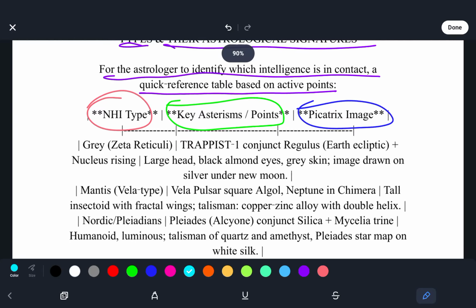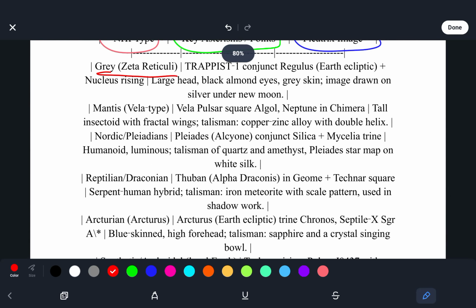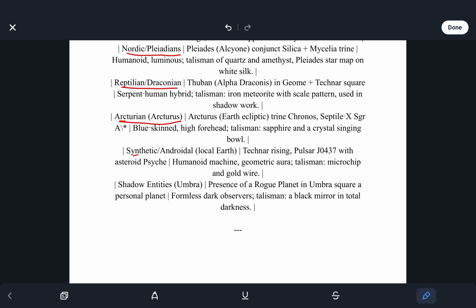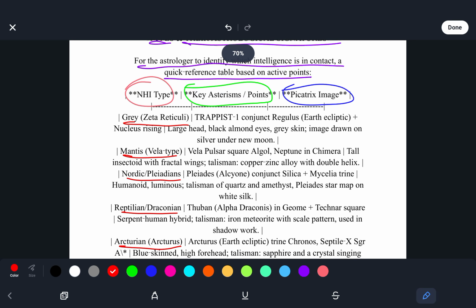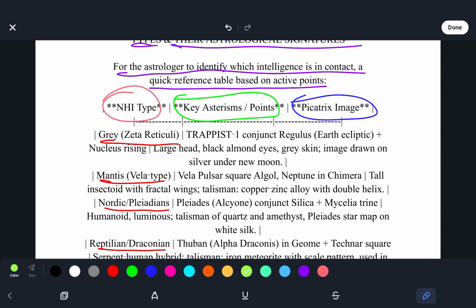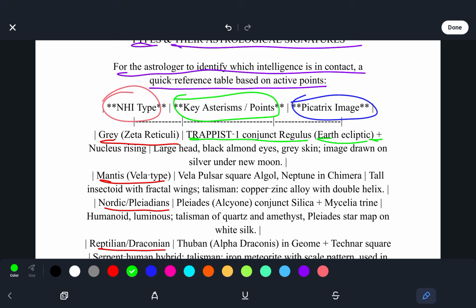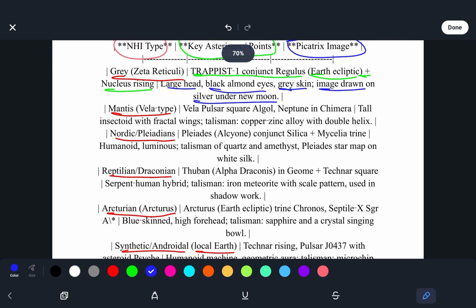Alright, so we have our NHI type, like the Greys, Zeta Reticuli, Mantis, Vela type, Reptilian, Draconian, Nordic Pleiadians, Arcturian, Arcturus, Synthetic, Androidal, Local Earth, and Shadow Entities, Umbra. Alright, and then we have our key asterisms. For Greys, TRAPPIST-1 conjunct Regulus, Earth ecliptic, and Nucleus rising. And the Picatrix image is large head, black almond eyes, gray skin, image drawn on silver under new moon.